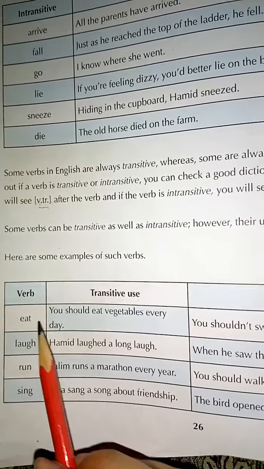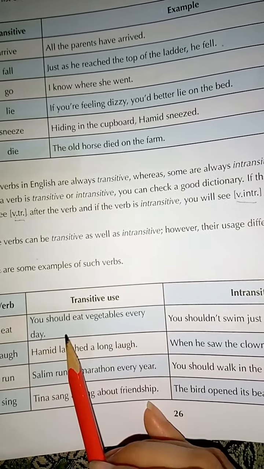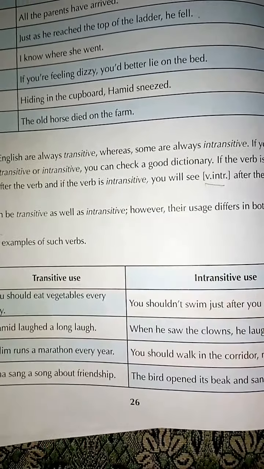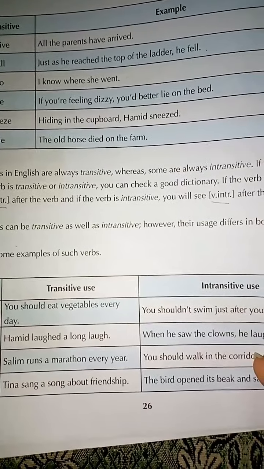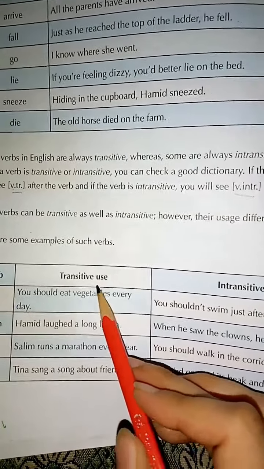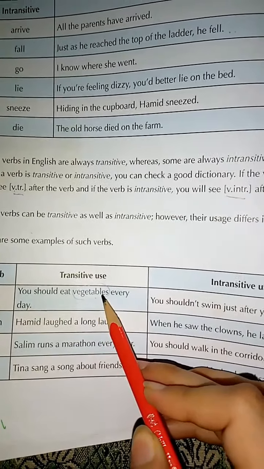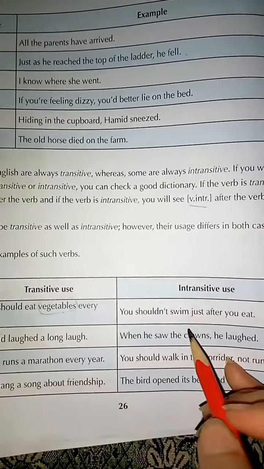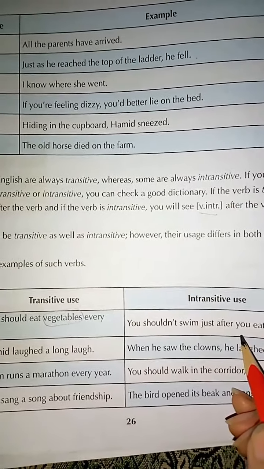For example, eat. You should eat vegetables every day. Then intransitive, you shouldn't swim just after you eat. In the first sentence, vegetables are the direct object and they are receiving the action, but in the second sentence we don't have any object, the thing which is receiving the action.